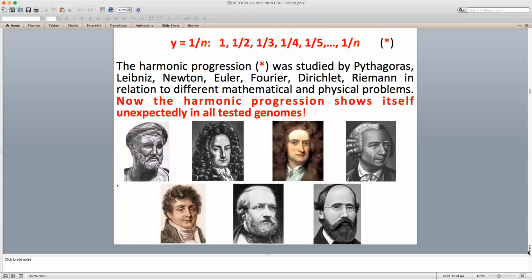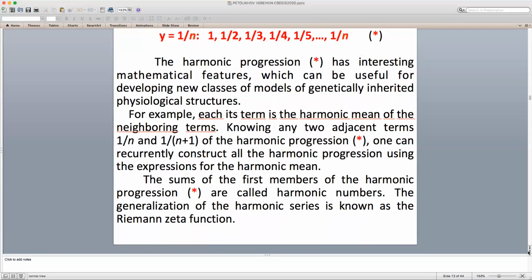The harmonic progression was studied by Pythagoras, Leibniz, Newton, Euler, Fourier, Dirichlet, Riemann in relation to different mathematical and physical problems. Now the harmonic progression shows itself unexpectedly in all tested genomes. The harmonic progression has interesting mathematical features which can be useful for developing new classes of models of genetically inherited physiological structures. For example, its term is the harmonic mean of the neighboring terms.